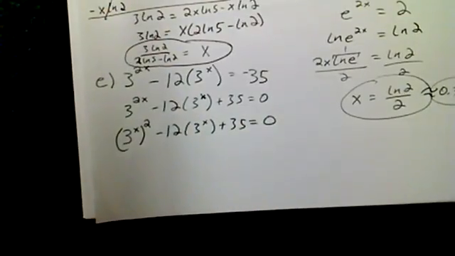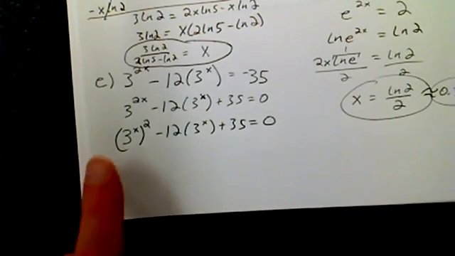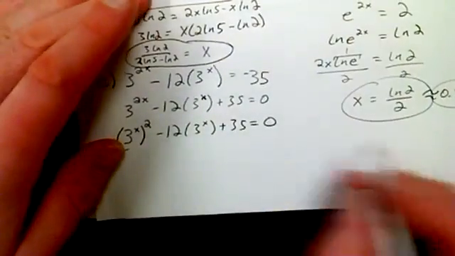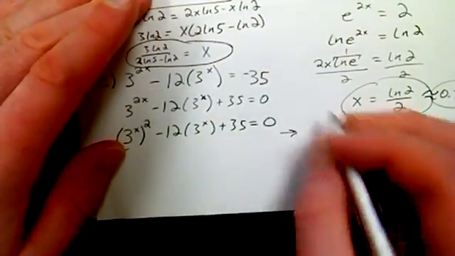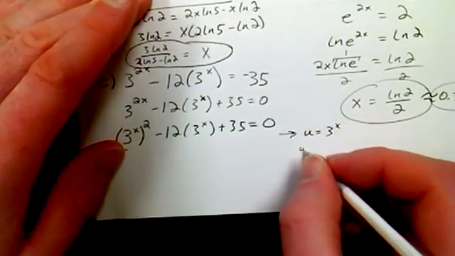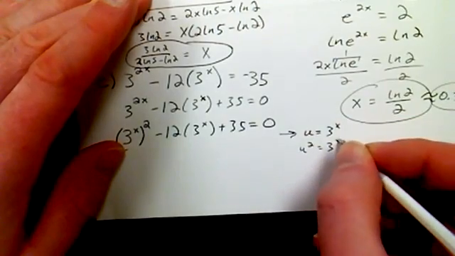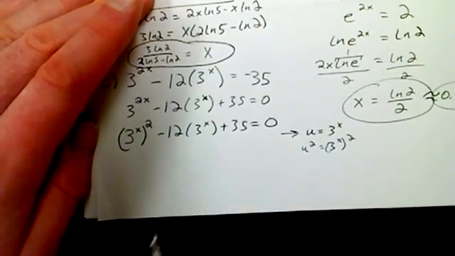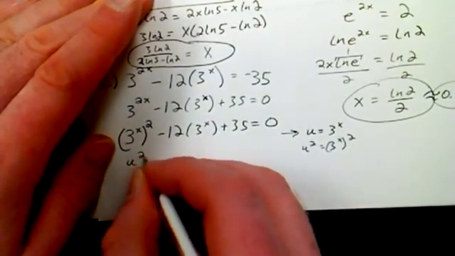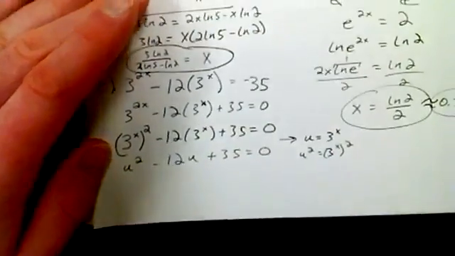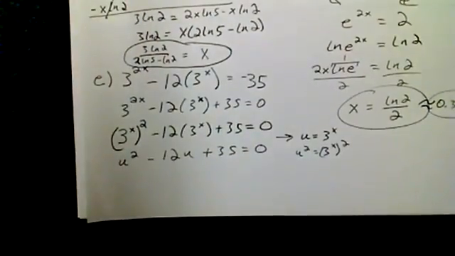And if 3 to the x was just, say, the letter u, then this would just simply be a quadratic equation. So what I'm going to do is a substitution. It's called a u substitution. I'm going to let u be 3 to the x. In that case, u squared is 3 to the x squared, which, u and u squared, that's what I have here and here. So what I have here is u squared minus 12u plus 35 equals 0. And all of a sudden, this looks a lot nicer. It looks like something I can handle.